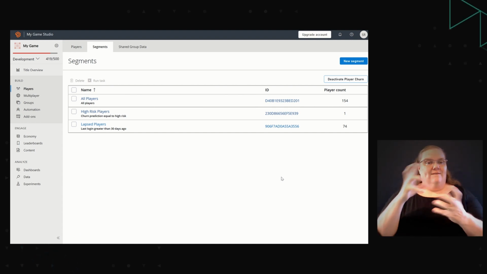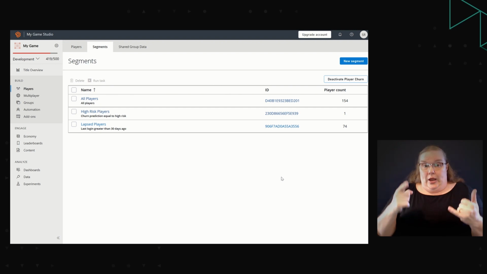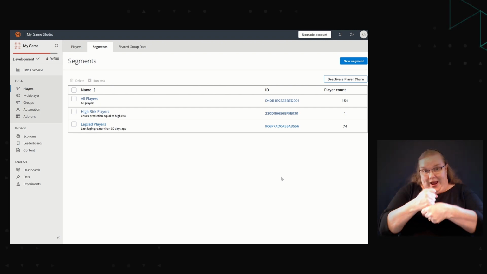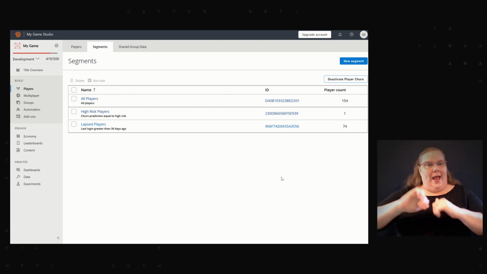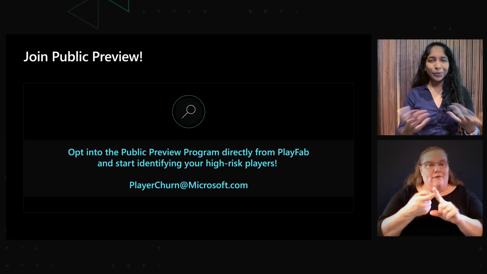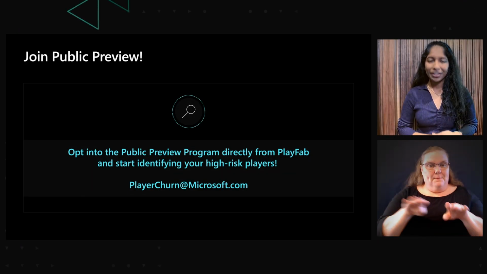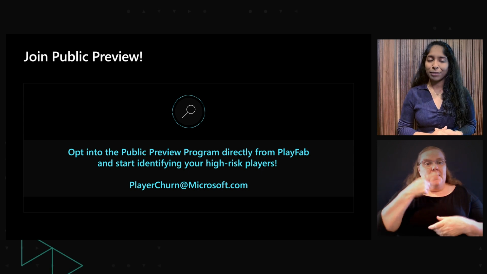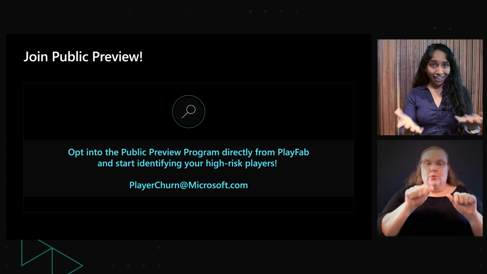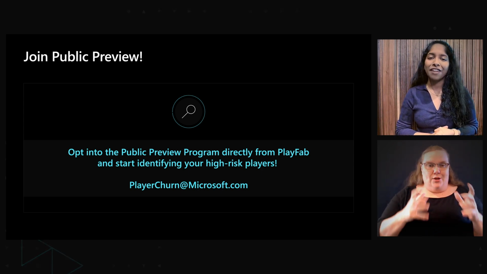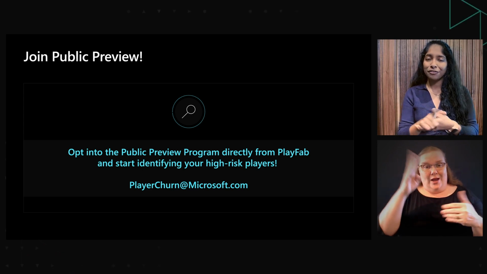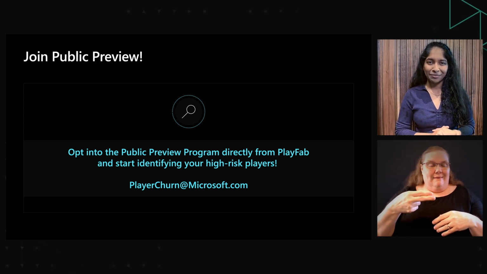Now you've seen how to create a segment as well as how to implement mitigation strategies directly from the Azure PlayFab platform. So come, join our public preview. You can opt into it directly from the PlayFab's game manager. So go ahead, start creating your segments and identifying your high-risk players. And don't forget to apply your mitigation strategies as well.